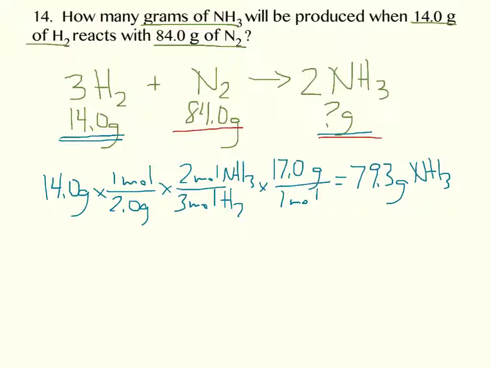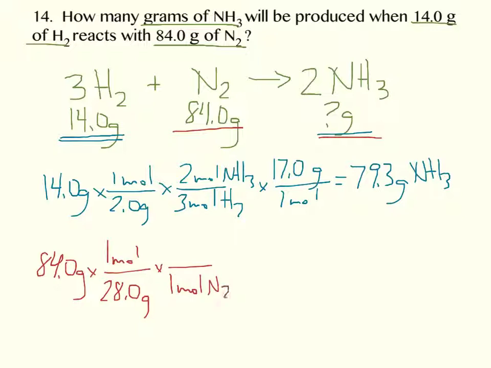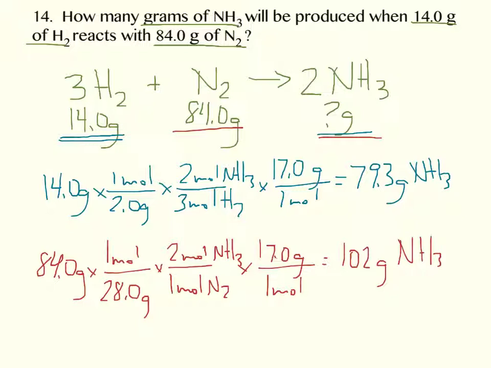What about nitrogen? If I started with 84.0 grams of nitrogen, and nitrogen is 28.0 because there are 2 of them in N2 for every 1 mole. Then there's 1 mole of nitrogen from the balanced equation compared to 2 moles of ammonia from the balanced equation. And then 1 mole of ammonia weighs 17.0 grams. This is going to be equal to 102 grams of ammonia. So what this means is, if I had 84 grams of nitrogen and plenty of excess hydrogen, I would make 102 grams of ammonia.